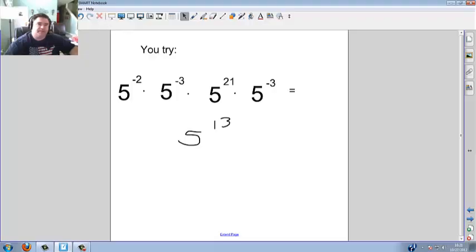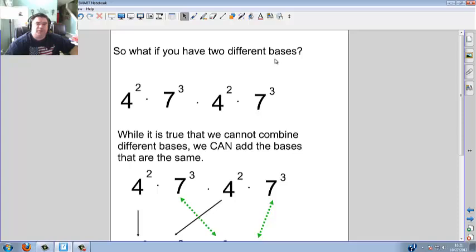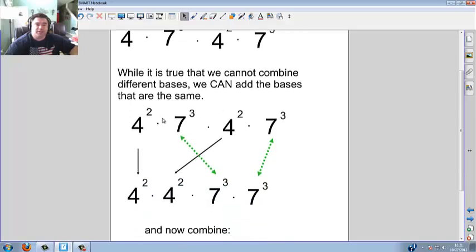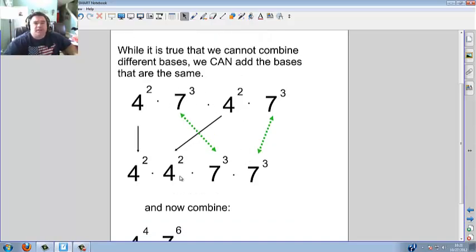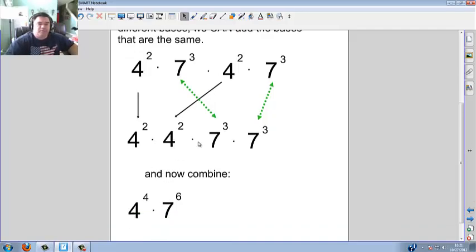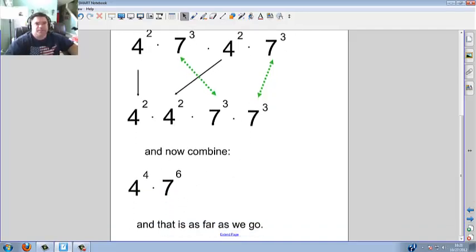And we're back. So what if you have 2 different bases, like 4 to the second times 7 to the third times 4 to the second times 7 to the third? Now in this case we can combine the same bottoms at least. So we can combine 4 squared and 4 squared to make 4 to the 4th. And 7 cubed times 7 cubed to make 7 to the 6th. Notice here how I went ahead and put them together, because I can shift them around because they're all times anyway. And I shifted the 7's over here. Then I simply combine the 4's into 4 to the 4th, combine the 7's into 7 to the 6th.